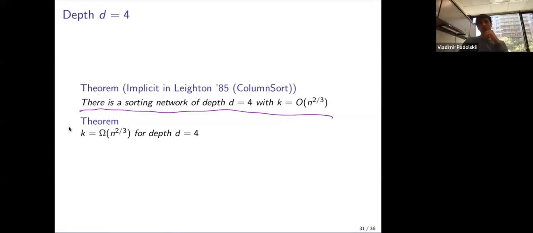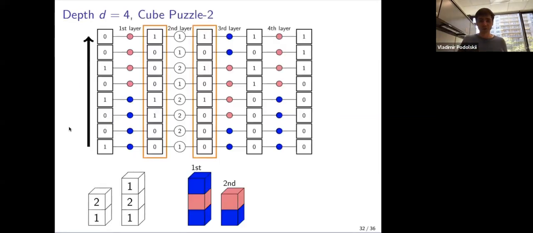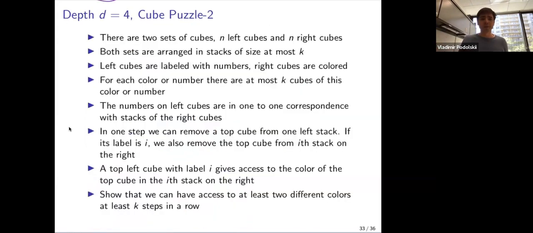Okay, let me tell you that something complicated is going on there. What we do for depth 4 is, unfortunately, we cannot move further the condition we had for depth equals 3. Instead, we consider a more complicated cubes game with 2 sets of cubes that are connected to each other. You take some cubes from here, and as a result, you take some cubes from here as well. And then we explain how to win this game.